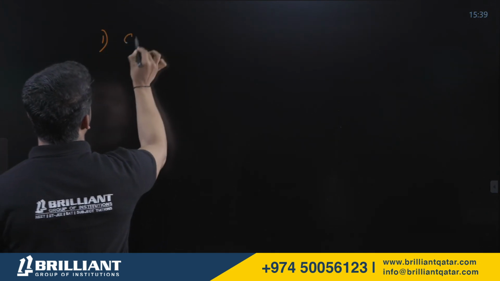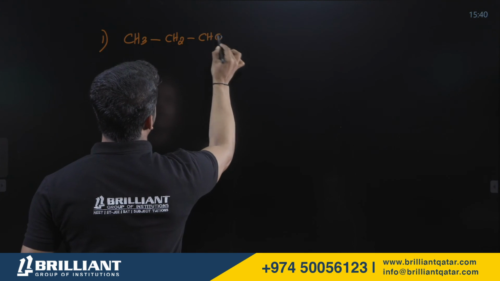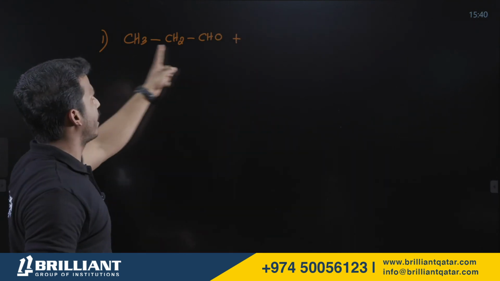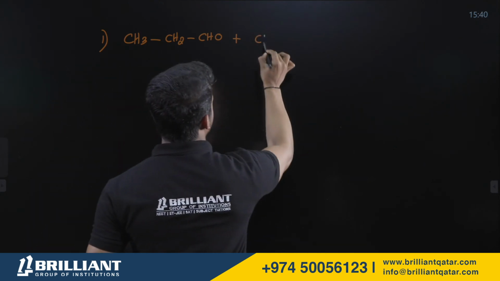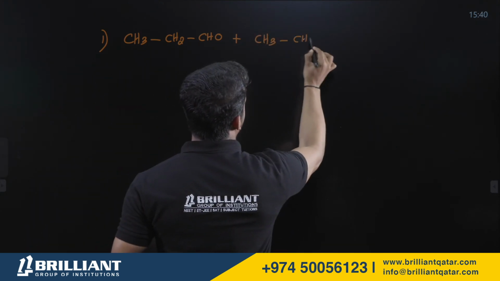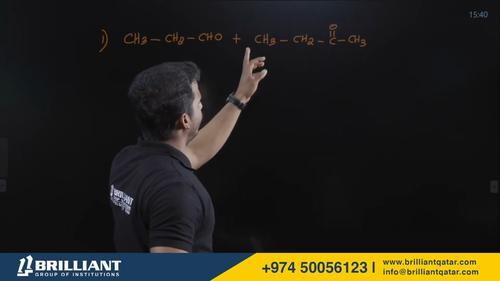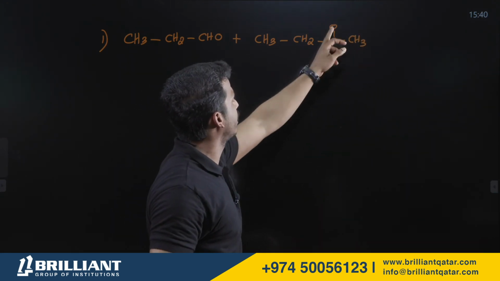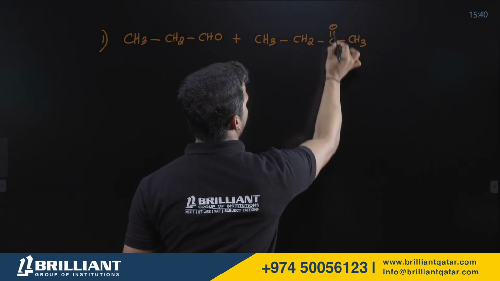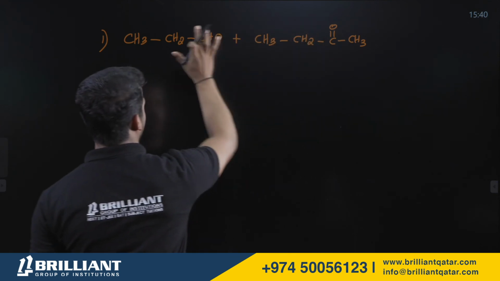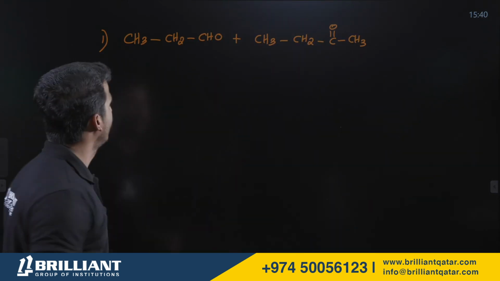First of all, what is this compound? Propanal. A 3-carbon aldehyde is called what? Propanal. The other one is a ketone. Total 4 carbons are there. At the second position there is a ketone. So this is called butan-2-one. So this is a ketone, and this is an aldehyde.